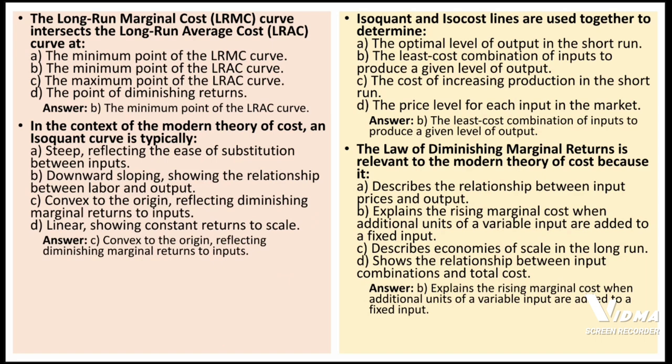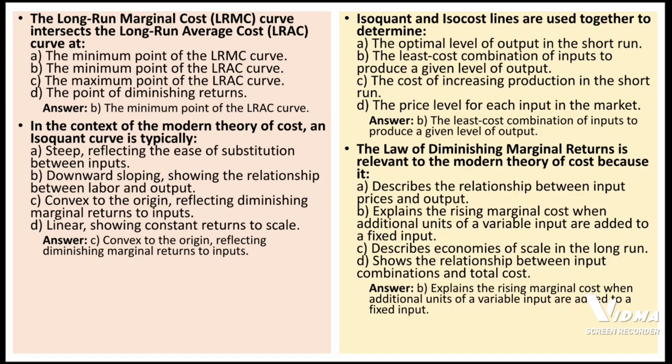In the context of modern theory of cost, an isocost curve is typically, answer is C, convex to origin, reflecting diminishing marginal returns to inputs. Isoquant and isocost curves are usually used together to determine, answer is B.